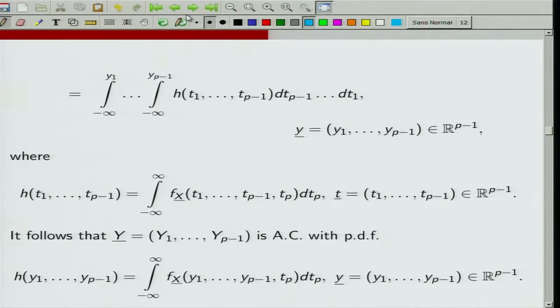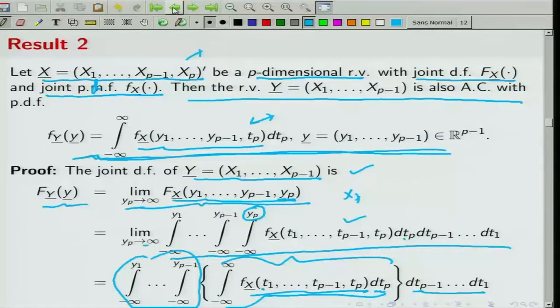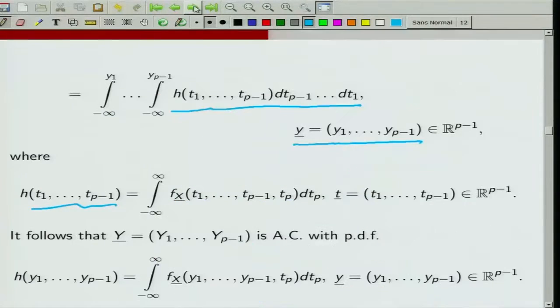So, this is the same as the integral from minus infinity to y_1, ..., minus infinity to y_{p-1} of h(t_1, t_2, ..., t_{p-1}) dt_{p-1} ... dt_1, where y = (y_1, y_2, ..., y_{p-1}) belongs to R^{p-1}, where this h(t_1, t_2, ..., t_{p-1}) was the inner integral, which was basically this quantity: the integral from minus infinity to infinity of f_X(t_1, t_2, ..., t_{p-1}, t_p) dt_p.